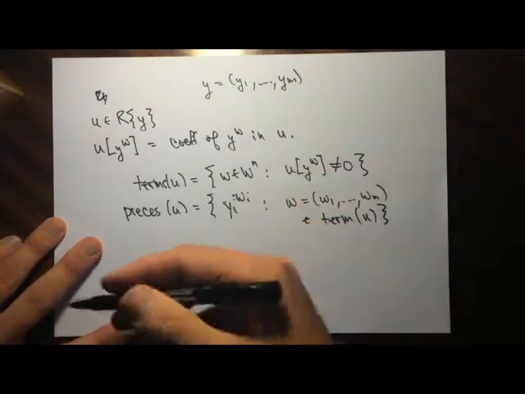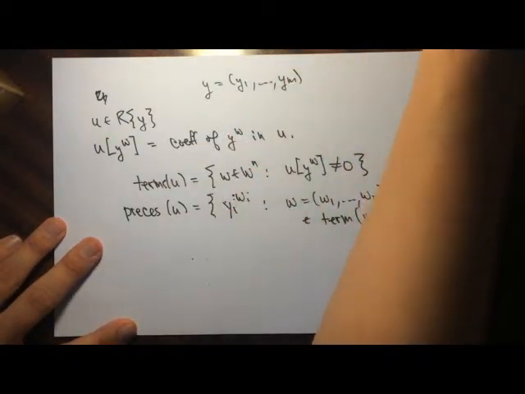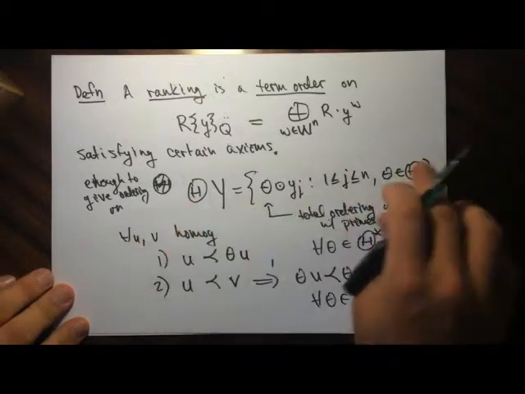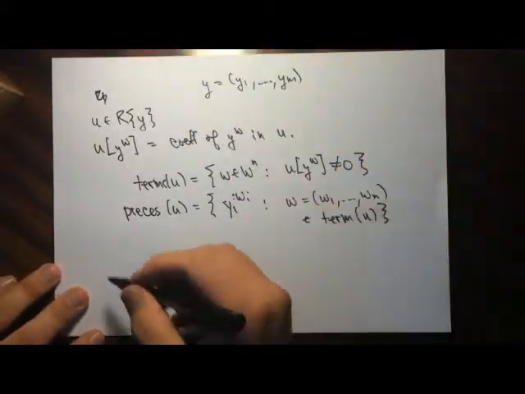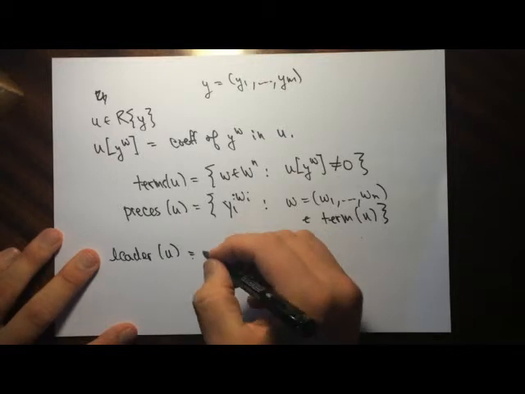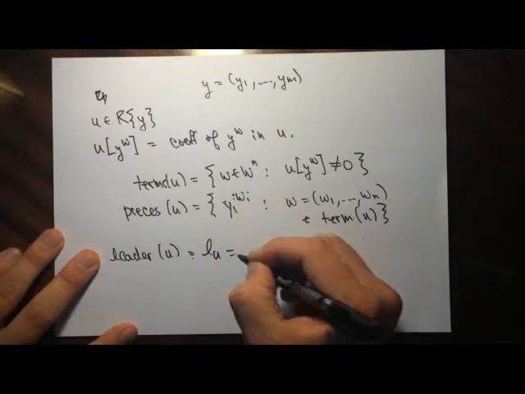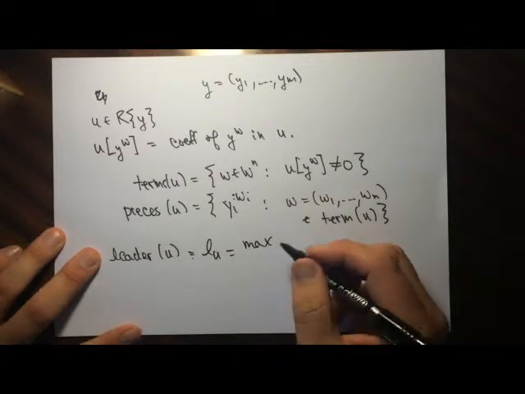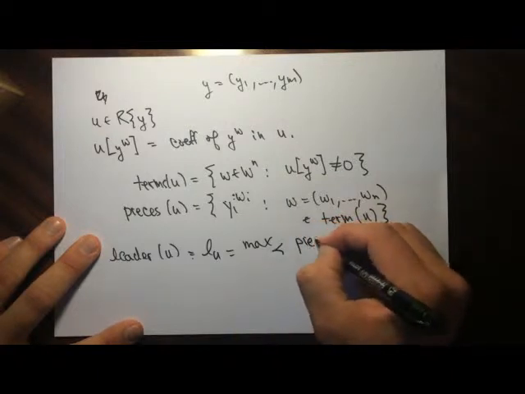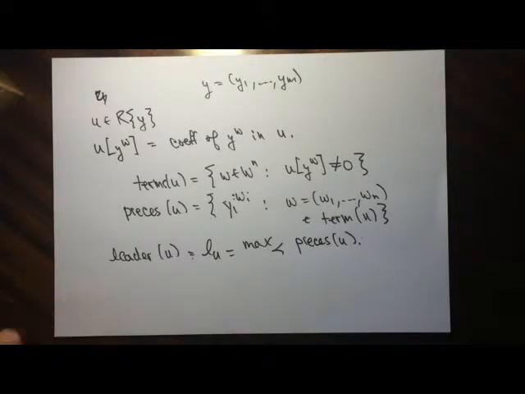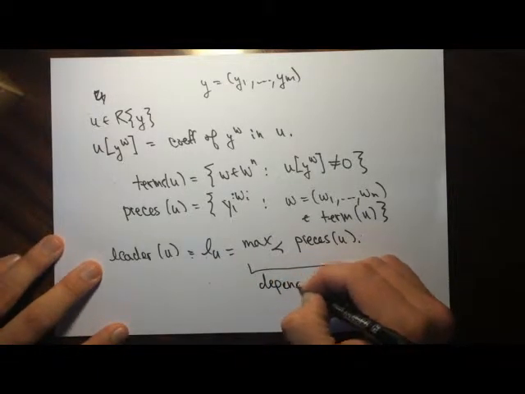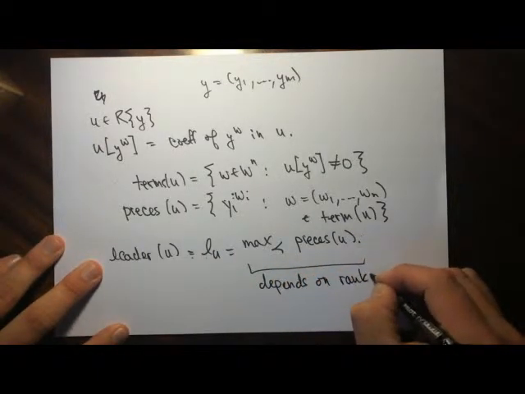Okay, and then it turns out once we fix a ranking on the set of variables, the decorated variables, then we can define the notion of a leader. So the leader of u, sometimes denoted L of u, is going to be defined to be the maximum, with respect to this ordering that we fixed, of the pieces of u. And this of course depends on a choice of ranking, or the term ordering that we're using.